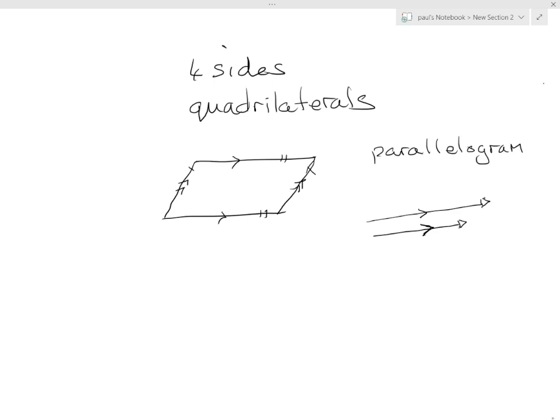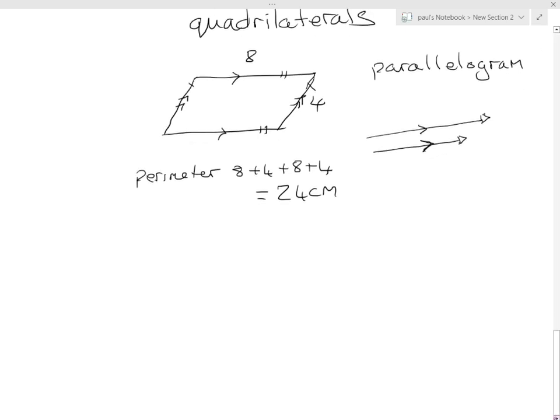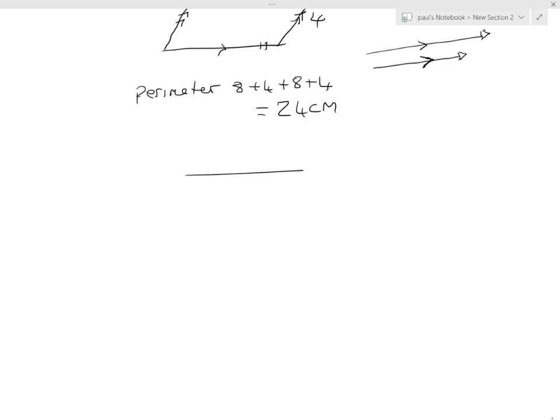Now, how do you work out if you had 8 and 4? Because they're the same length, if you wanted to work out the perimeter, it's just going to be 8 plus 4 plus 8 for the bottom plus 4 for the left. 12 and 12 is 24 centimeters. Now, what about when you want to work out the area of one of these things?